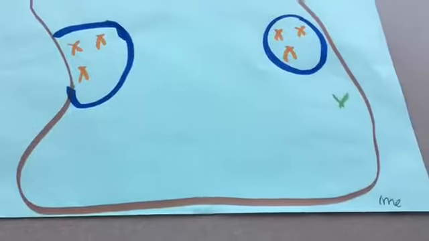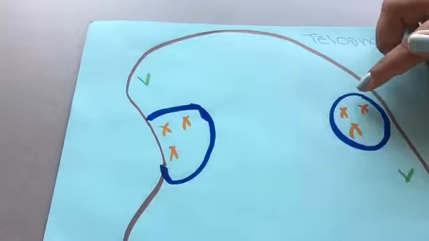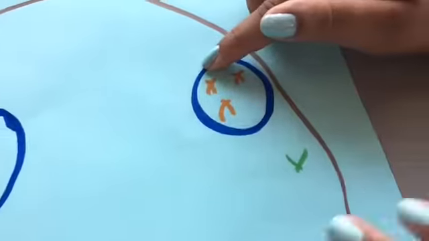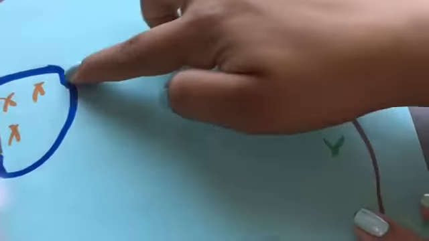This is what happens in telophase in meiosis. Nuclei are forming to create two new cells, as you can see right here. One cell and the second cell.